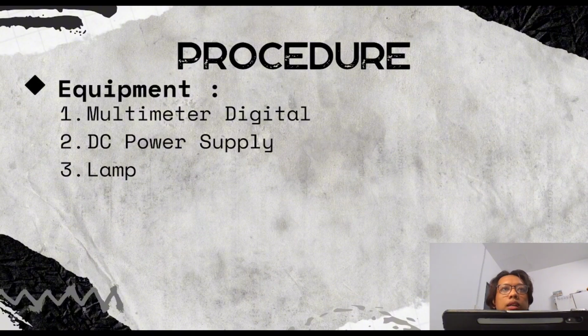So in this part, the equipment we use: first, a digital multimeter that we use to see the output at the second DC motor, and then a DC power supply that we use to supply the first DC motor. We use a DC power supply because we want to control the voltage and the current. And then for the load, we use a lamp. It's up to you what load you want to use.